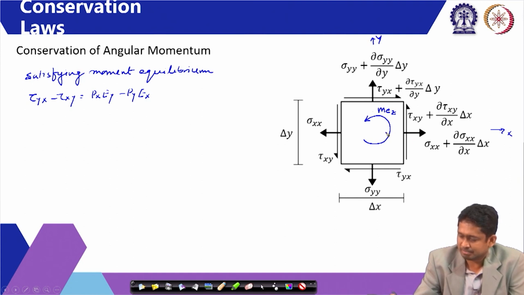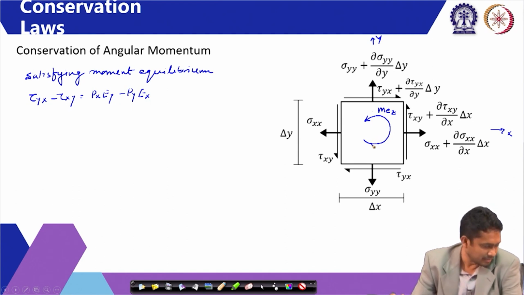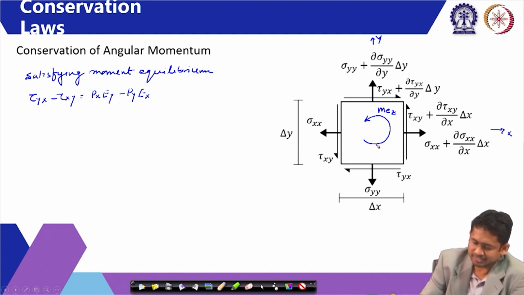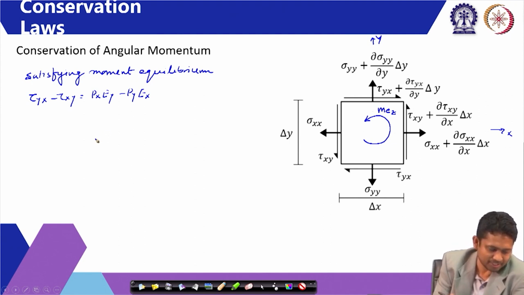So, remember the moment experienced by this polarized medium per unit volume of the polarized medium is P cross E. So, if I take the cross product and take its k component, we get the expressions in terms of P x E y and so on. So, this is what we get. We get the expression in terms of P x E y, P y E x, and this is what we get by satisfying it.